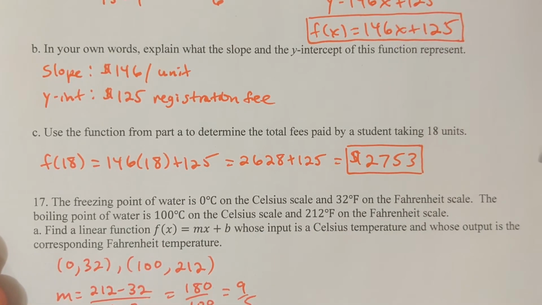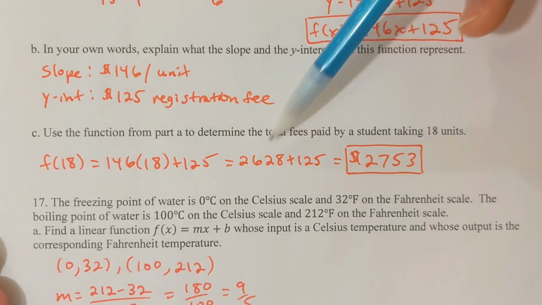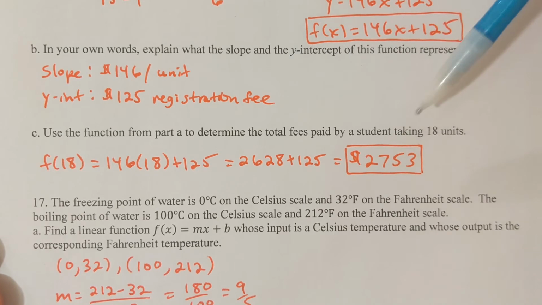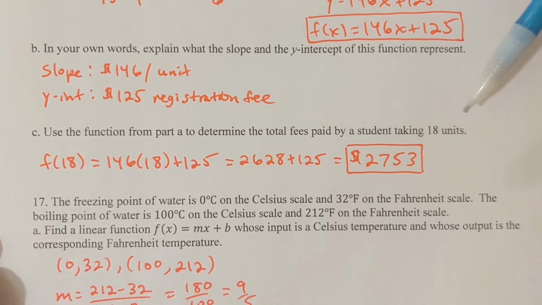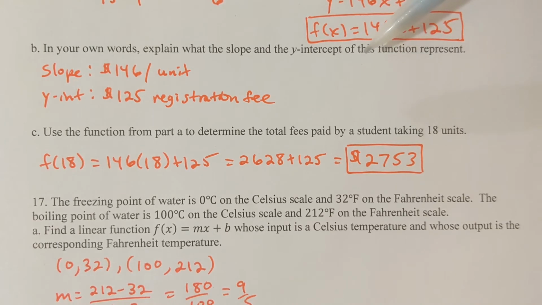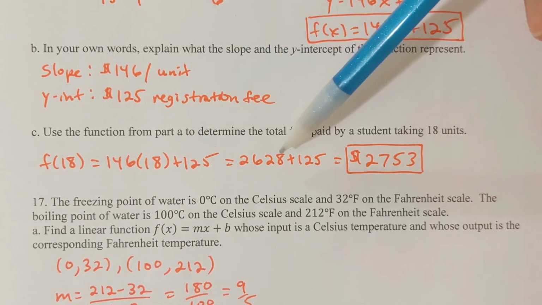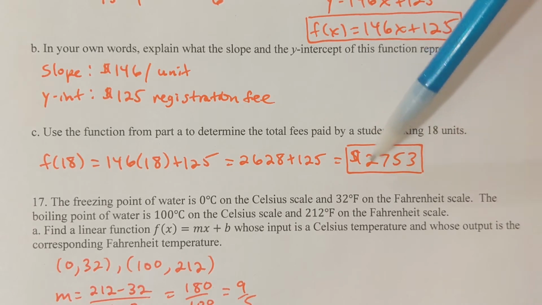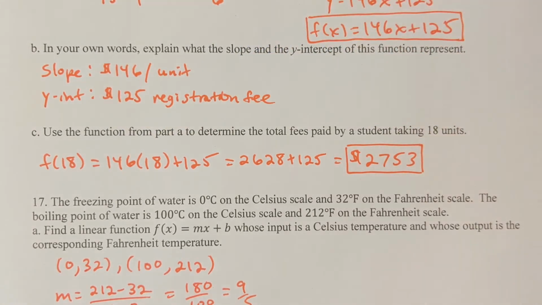Okay, Part C, use the function that we found in Part A, this guy here, to find the total fees paid by a student taking 18 units. Well, X is the amount of units, right? So I would just plug that number into this formula that I've created. 146 times 18 is 2,628. If you add 125 to that, this student would be paying $2,753 for the semester in order to take 18 credit hours.